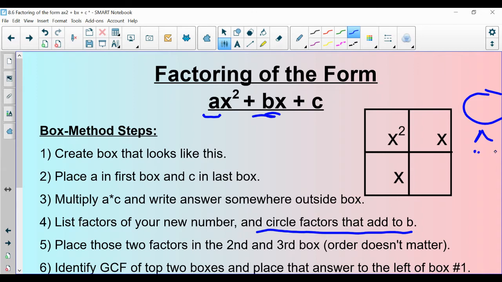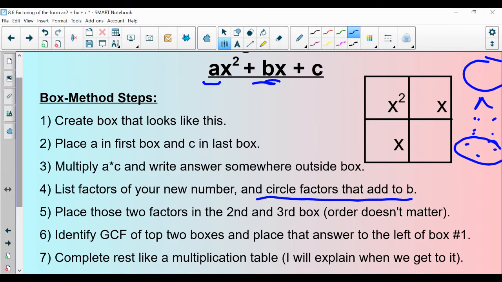So we've listed some factors, numbers. We say, hey, these ones get you to the middle term. And those are the two numbers that are going to go in the second and third boxes. And the order in which you put them, whichever one goes here and here, they're interchangeable. And then these last 2 steps are pretty weird. You are going to identify the greatest common factor of the top 2 boxes and write that factor here. That's step 6. And then step 7 says complete the rest like a multiplication table.